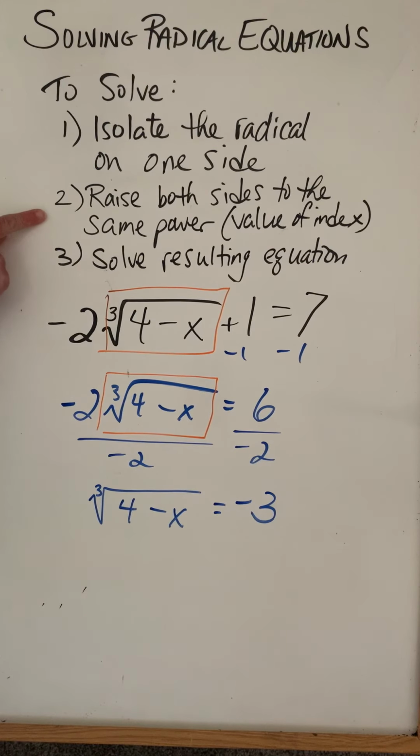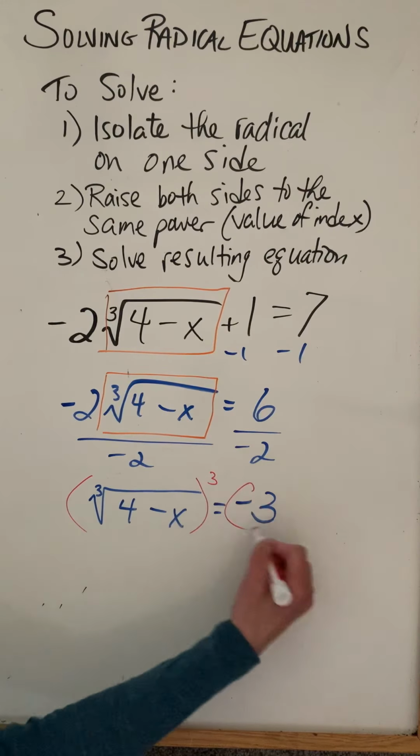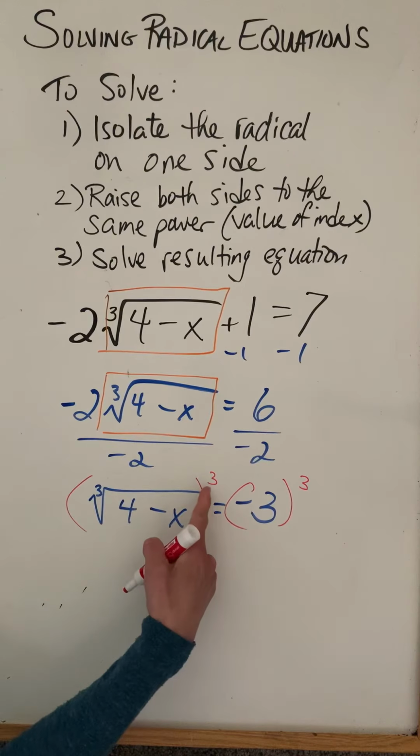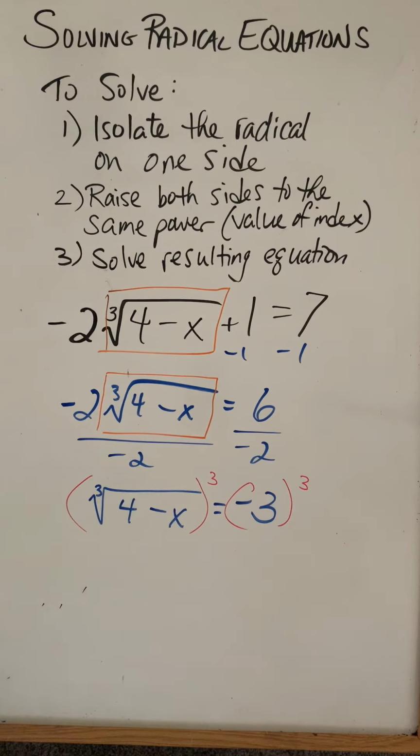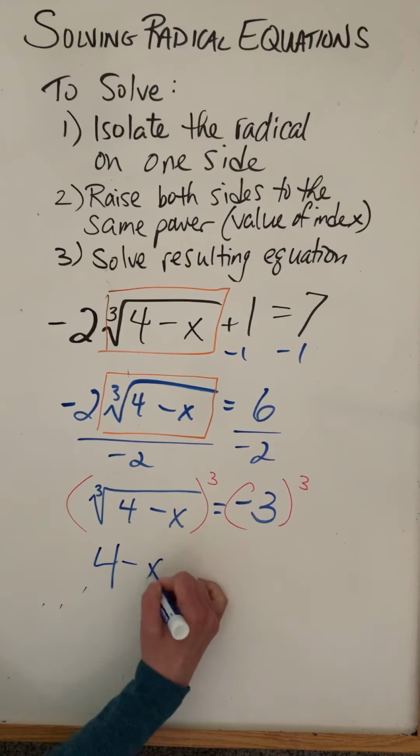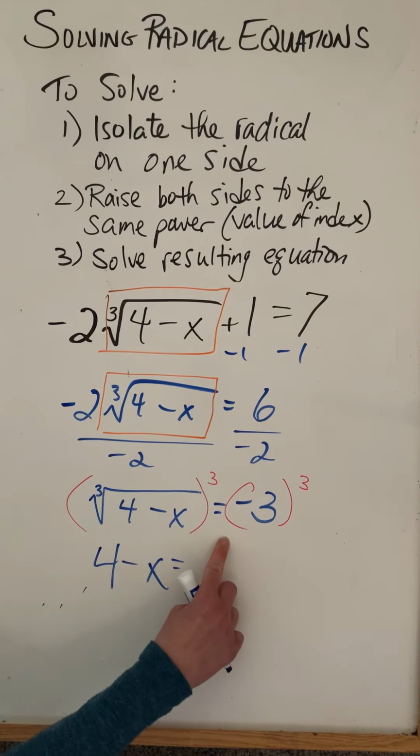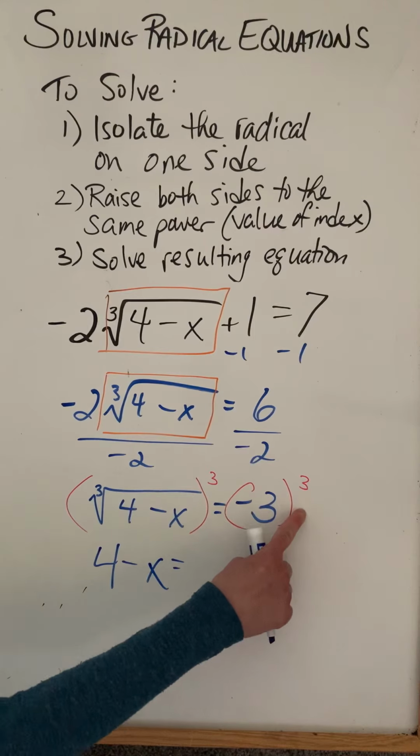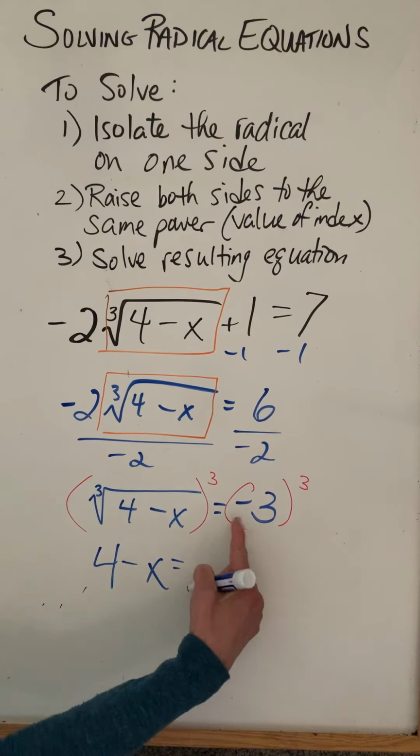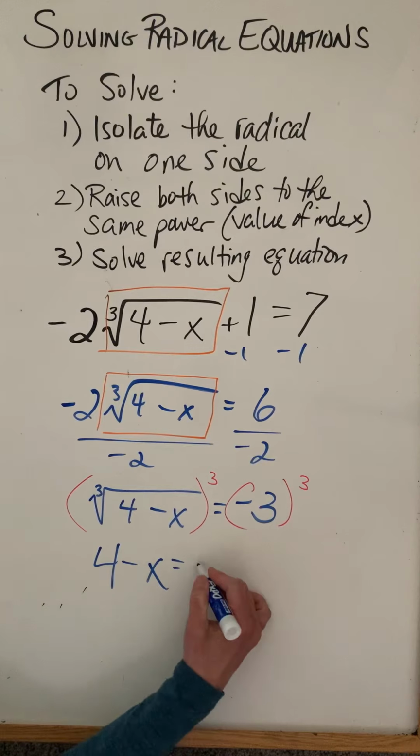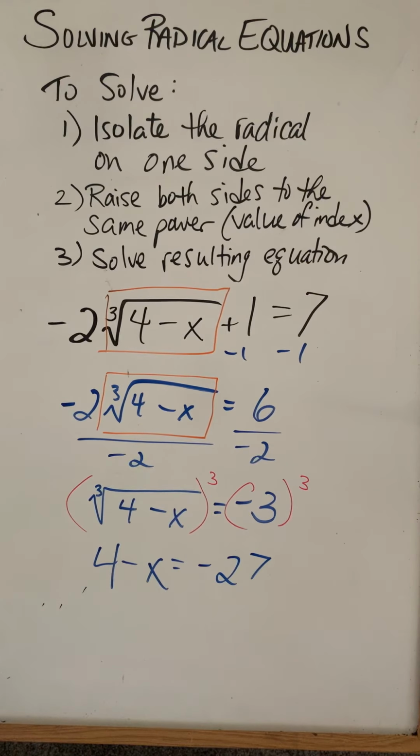Now we're going to do step 2 and raise both sides to the same power. In this case, our index is 3, so we're going to raise both sides to the third power. The cube and the cube root cancel out, and on the left we're just left with 4 minus x. Be careful on the right-hand side. If you are using a calculator, make sure you put parentheses around that whole number before you raise it to the power. Otherwise, your sign could be off. If we cube negative 3, we get negative 27.